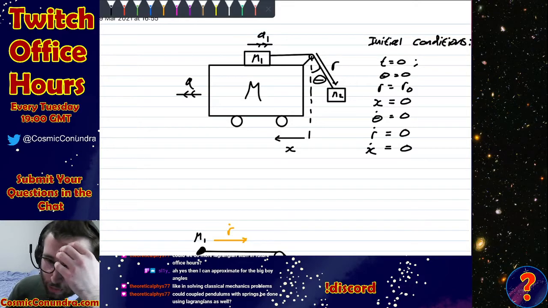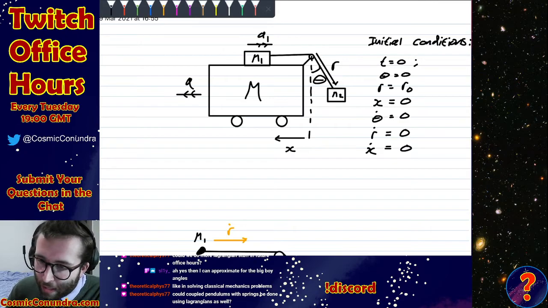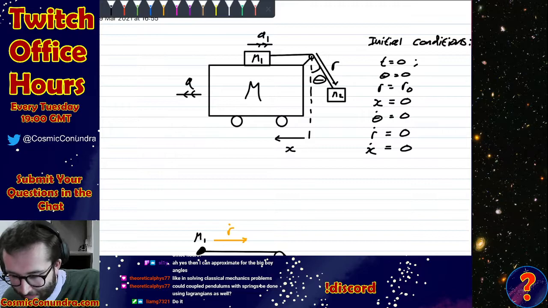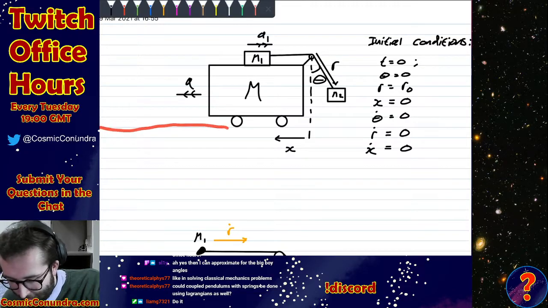Could coupled pendulums with springs be done using Lagrangians as well? Yeah, oh yeah, so something like do it. Okay, Liam's vote is cast. That's final, we'll do it.